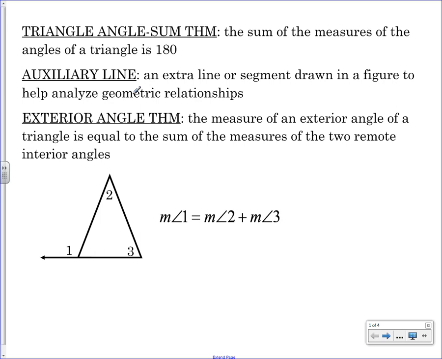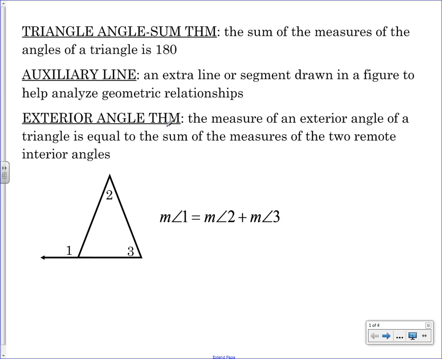Auxiliary line, we had that in our last chapter. Remember when we drew that parallel line and we used alternate interior angles to find the angle, right? So an auxiliary line is an extra line or segment drawn in a figure to help analyze geometric relationships. Sometimes you use it, sometimes you don't, but that's the vocab, okay?